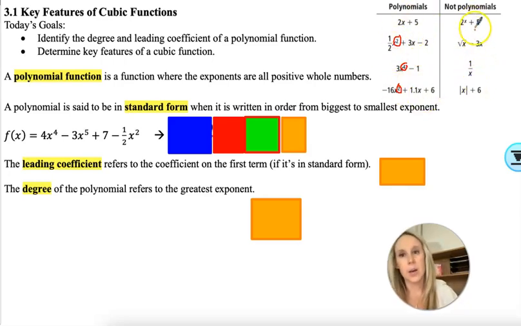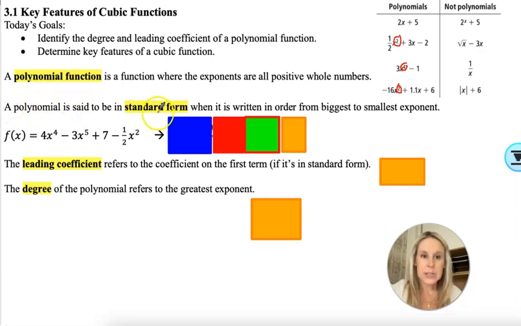These are not polynomials. If you have an x in the exponent, if you have any square roots, if you have any x in the denominators, or if you have absolute value functions, that would not be a polynomial. So we are just going to focus on cubics today.